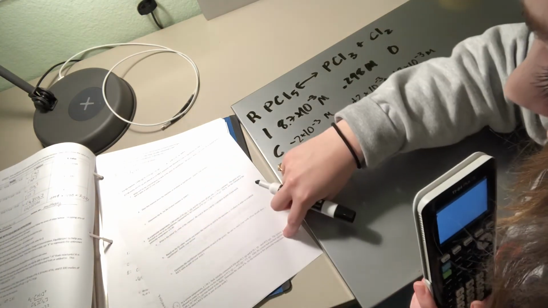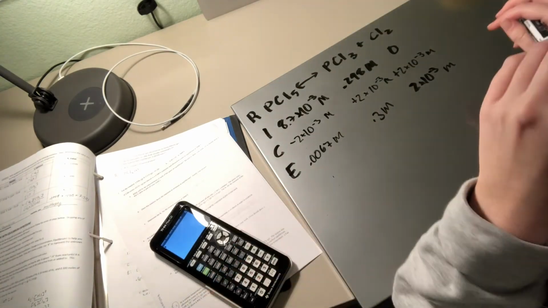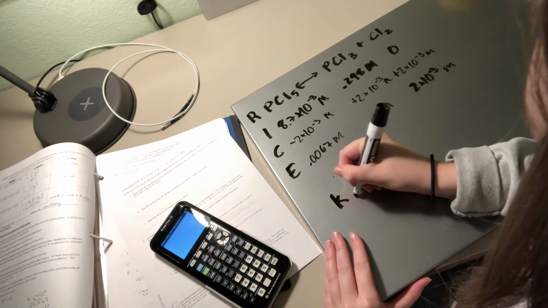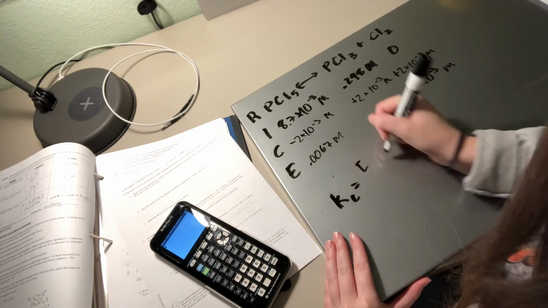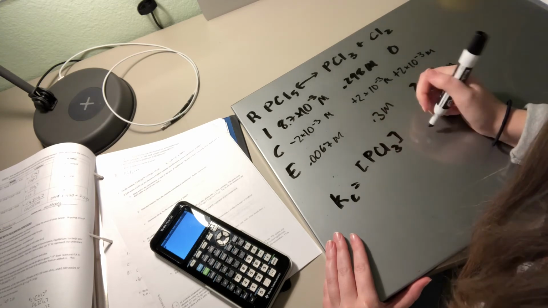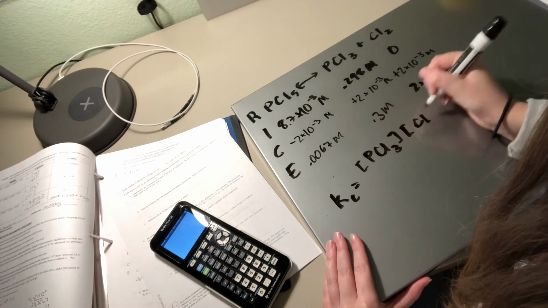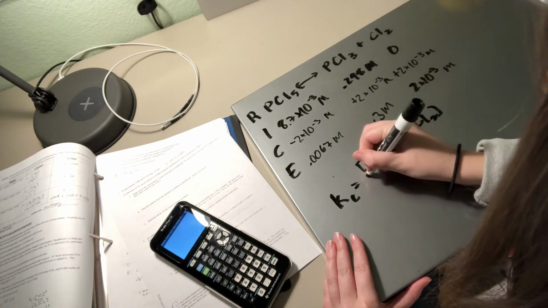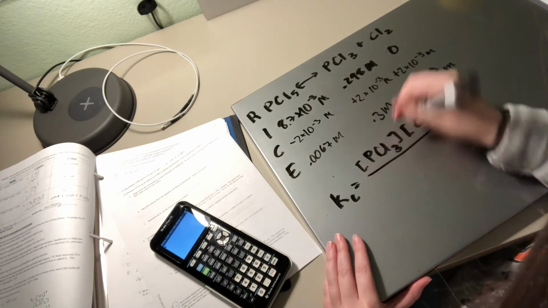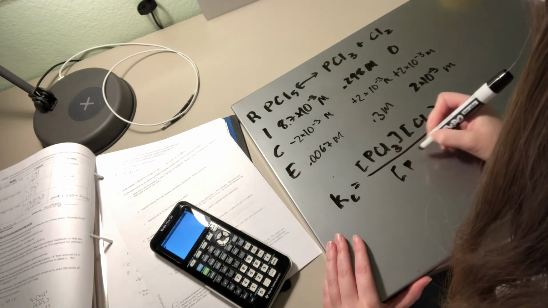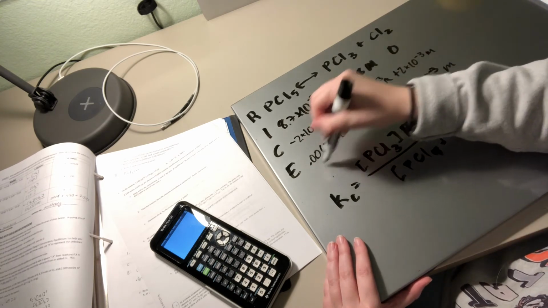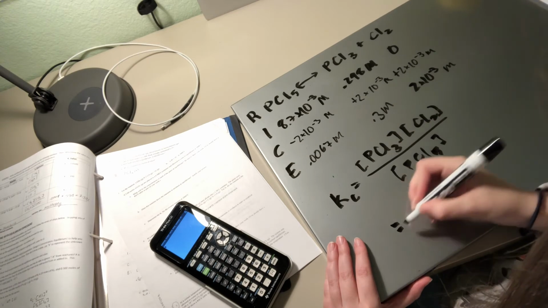Since the question asks for the K sub C value, we need to plug it into our equilibrium equation. Remember, that's products over reactants, so let's just write it without the numbers real quick. Products over reactants. Since we don't have any of these, like a 2 or a 3 here, we don't need to raise these to any powers.